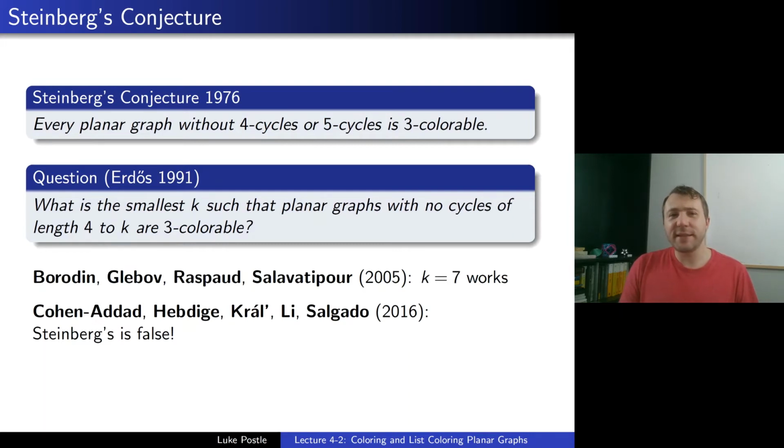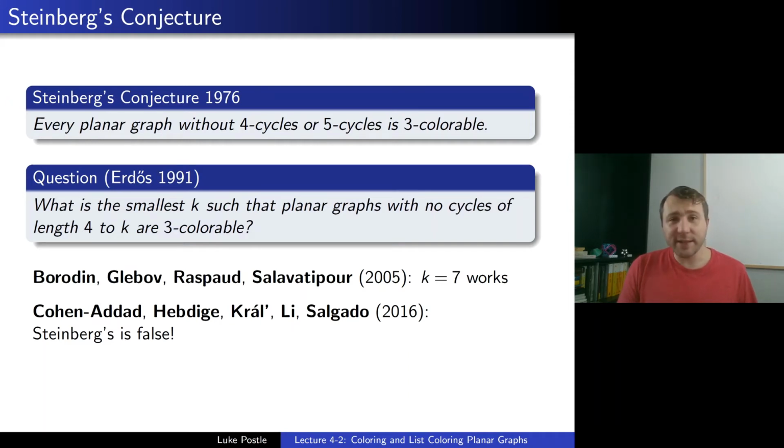So maybe it's a lesson for the math community. Maybe people haven't worked hard enough on finding counterexamples, where you just want to believe things are true, but this old conjecture fell. It's still open, I'll mention, whether 4 to 6 works. So 4 to 5, no. 4 to 7, yes. And 4 to 6, open, seems very hard.